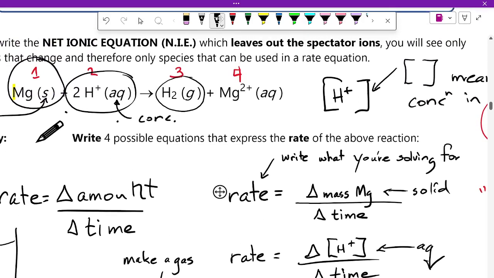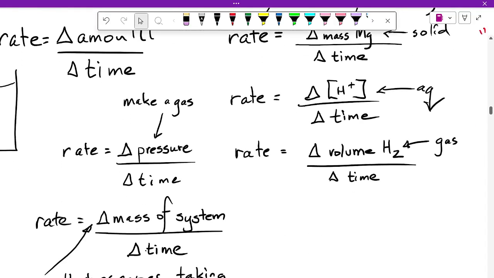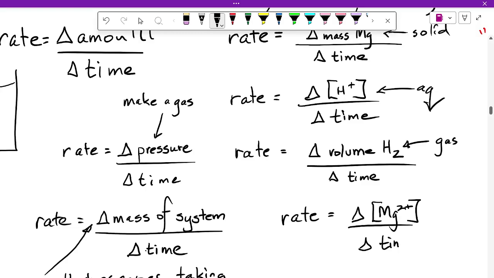And finally, we also have Mg2+. What could we measure about that one? We could measure the concentration of Mg2+. So we could say rate is equal to a change in the concentration of Mg2+ over a change in time. And the time unit could be seconds, minutes, hours, doesn't matter. It just depends on how fast the reaction is. You would use something reasonable for it.